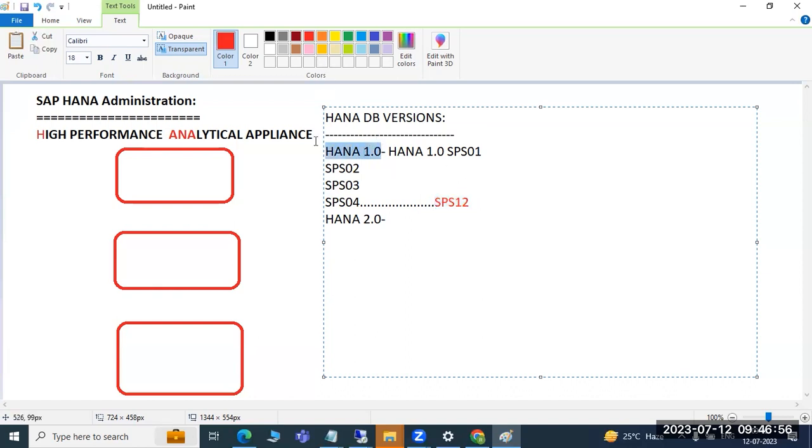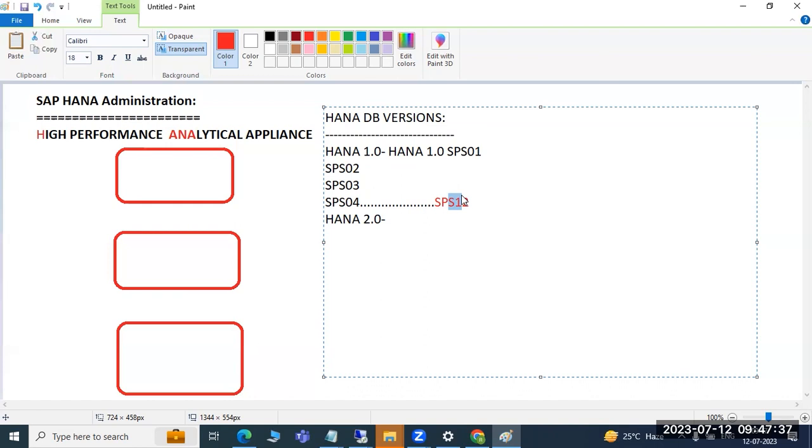In ECC we have enhancement packages like EHP1, 2, 3, 4, 5, 6, 7, 8. In HANA also they have released DB versions. Why do they release new versions? You know the reason, right? Whenever there are bugs in the existing versions, or they need to implement new enhancements and features in the HANA database, they release a new SPS. That happens once a year, one new SPS version.